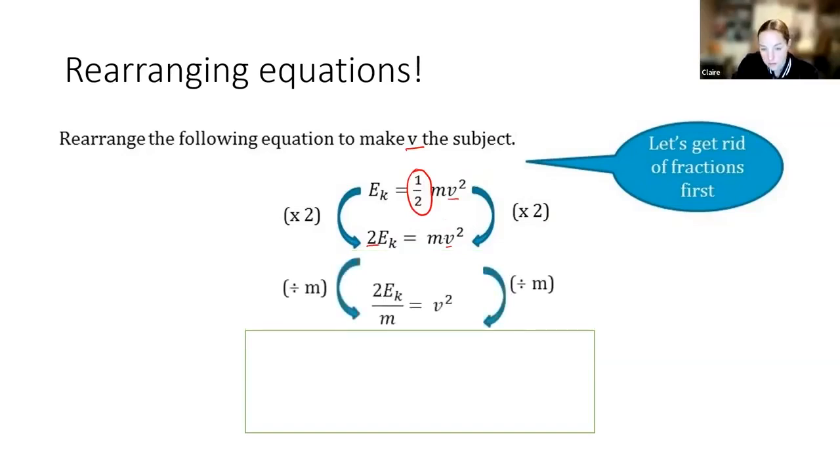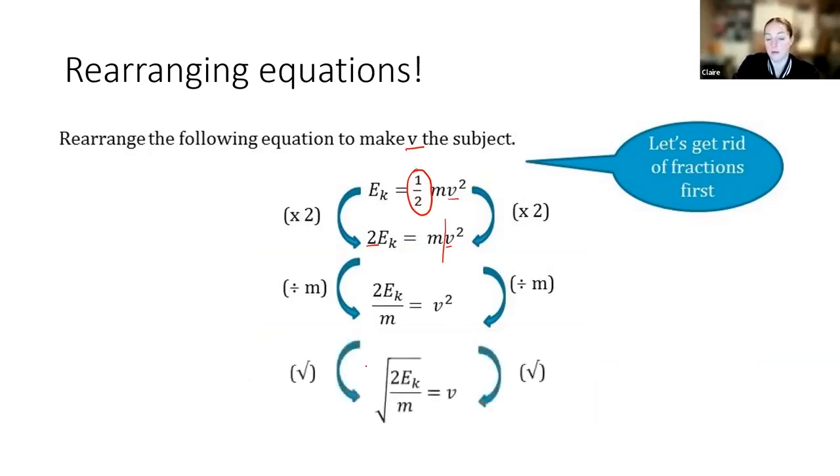You then have to separate those two, the mass times the velocity squared. So to get rid of the m, like we did with the a, you divide both sides by m. Okay, but now we've got v squared, so we now have to square root. The opposite of being squared is square rooted. Okay, so now we have our rearranged equation.